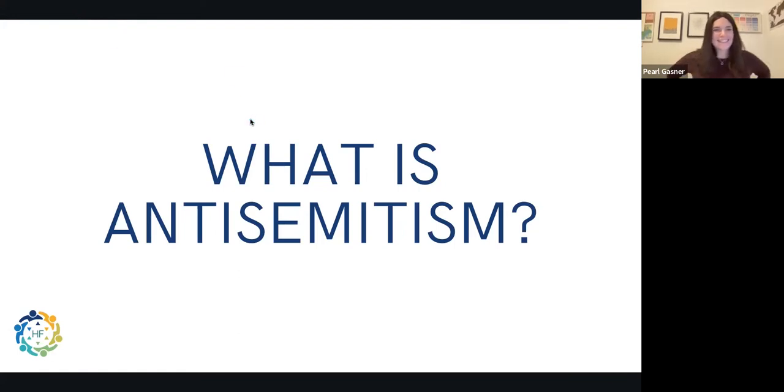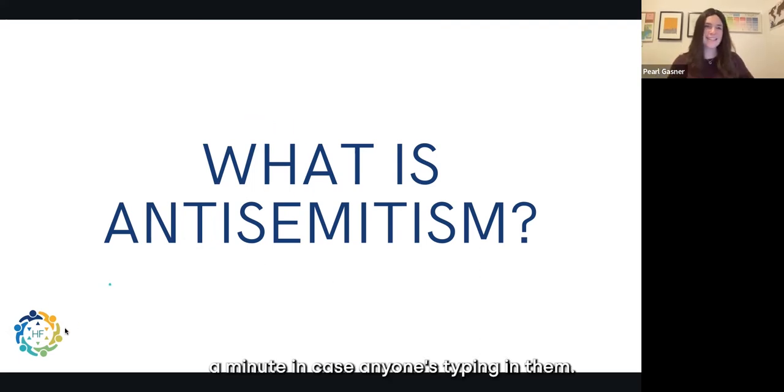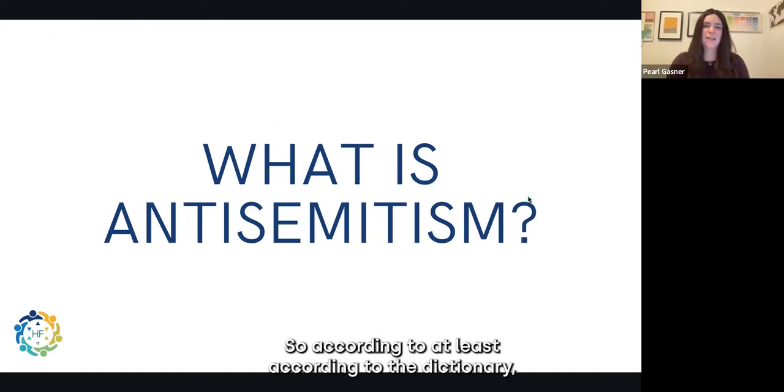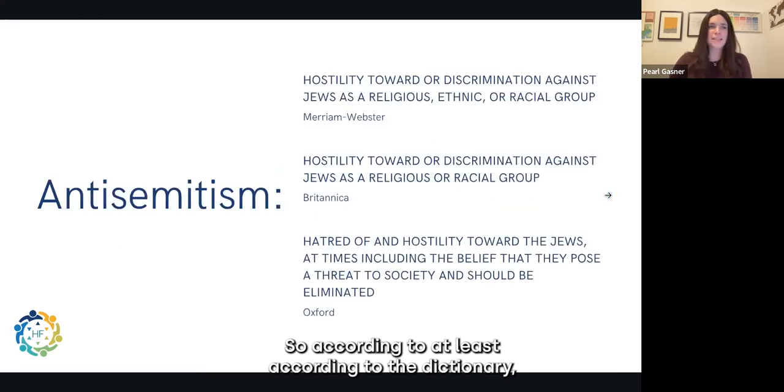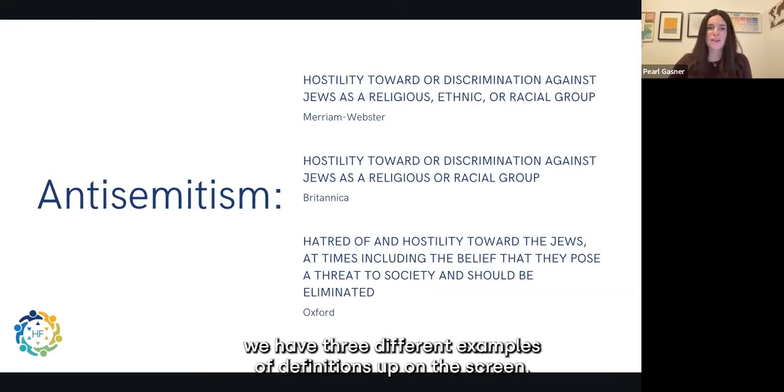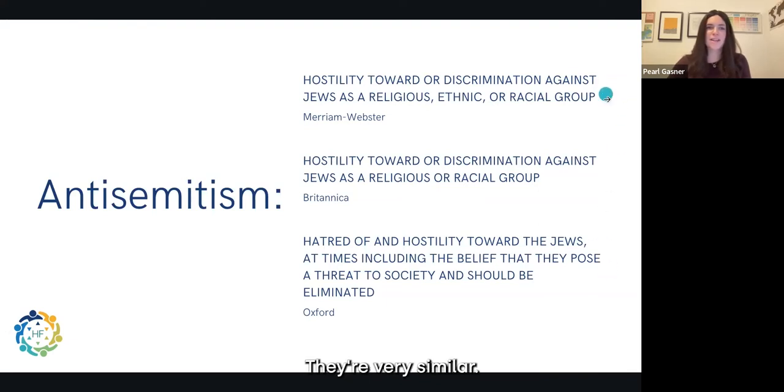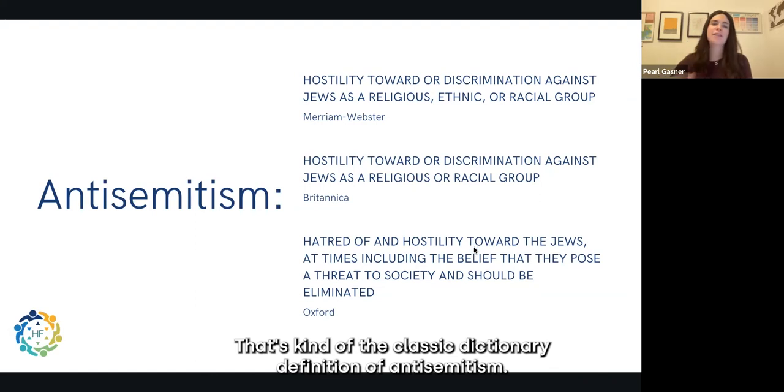Just give it a minute in case anyone's typing. All right. So according to the dictionary, we have three different examples of definitions up on the screen. They're very similar. Basically, hostility towards, discrimination against Jewish people, hatred of Jewish people. That's the classic dictionary definition of anti-Semitism.